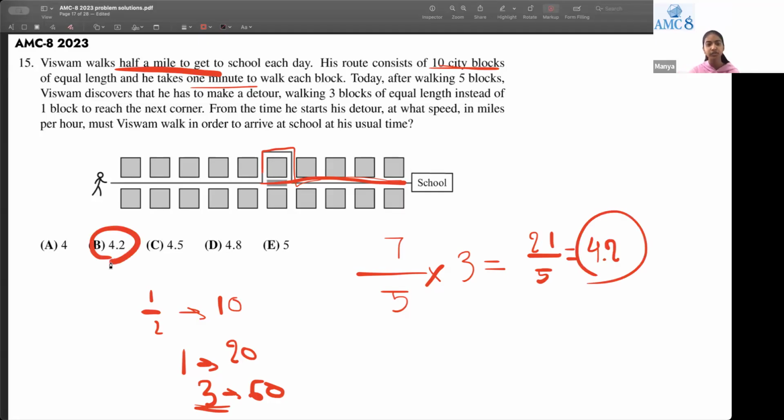Does anyone have any questions on this problem? Okay, if no one has any questions, then we'll take a 2-minute break.